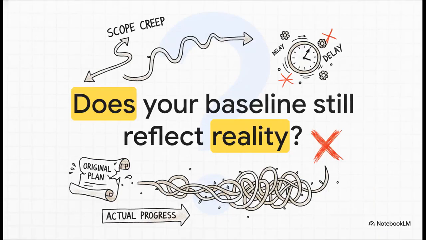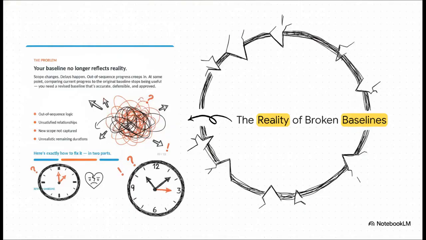Let's kick things off with a fast-paced reality check. Does your baseline still reflect reality? Really think about it. Scope creeps in, a client asks for just one more feature, inevitable weather delays happen, and suddenly that pristine historical snapshot you took on day one is completely out of sync with your actual on-the-ground progress. At a certain point, comparing your current progress to that original plan just entirely stops being useful. Okay, let's dive into this.